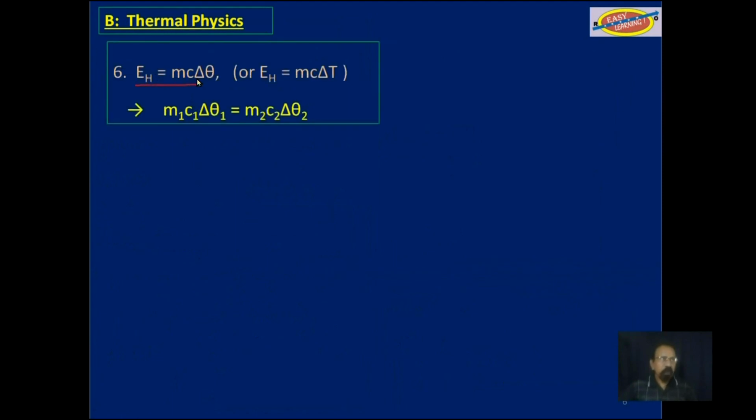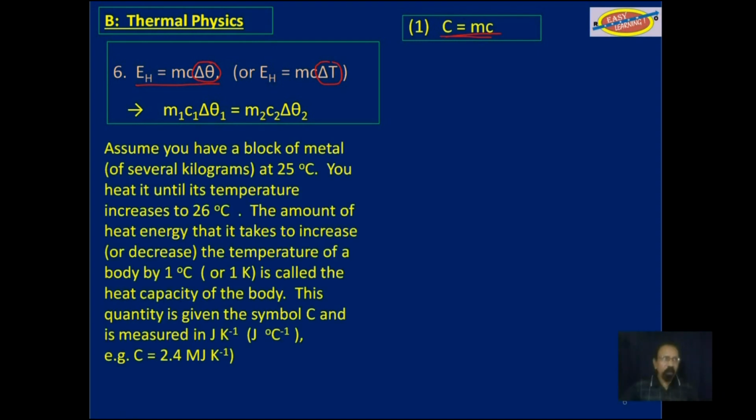EH is equal to MC delta theta. That could also be EH is equal to MC delta T. The difference here is you are dealing with the difference in Kelvin temperature, and over here you are dealing with the difference of Celsius temperature. Not that it makes a difference, because they are the same thing. We will also look at E is equal to MC and what that means.